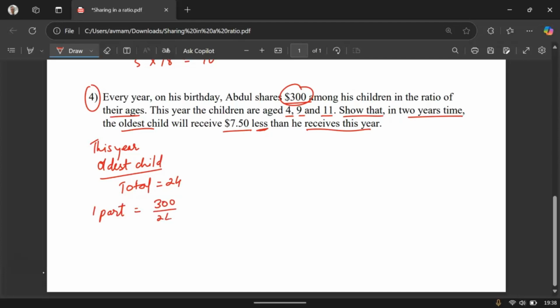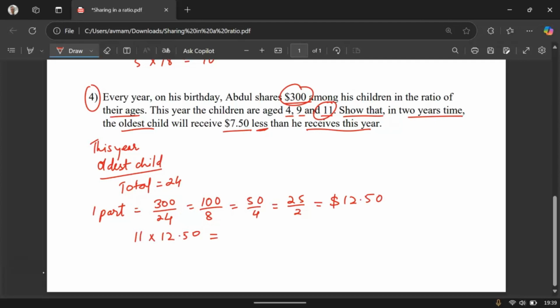300 divided by 24. Let's divide by 3. That gives you 100 over 8. Let's divide by 2. That'll give you 50 over 4. Let's divide by 2. That'll give you 25 over 2. That'll give you $12.50. That's one part. So the oldest child gets 11 parts. So you need to multiply 11 times 12.50.